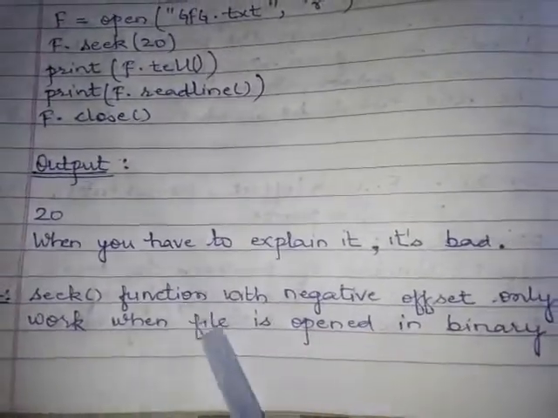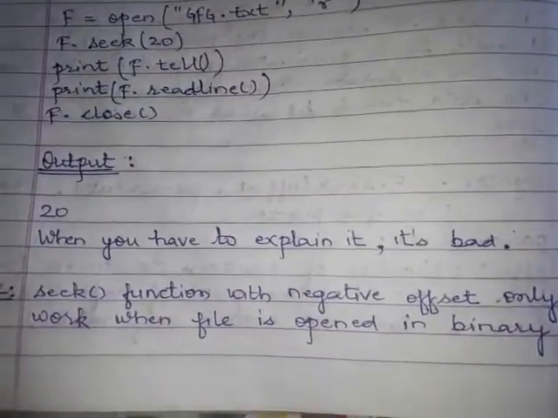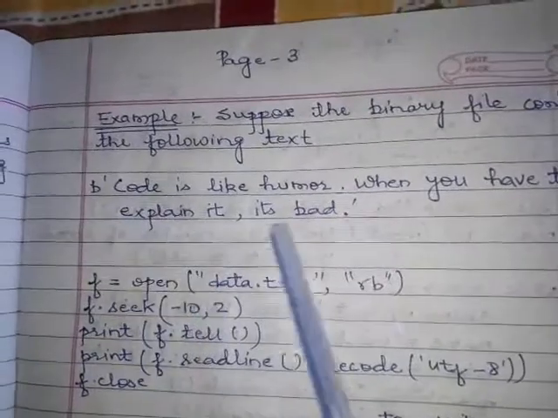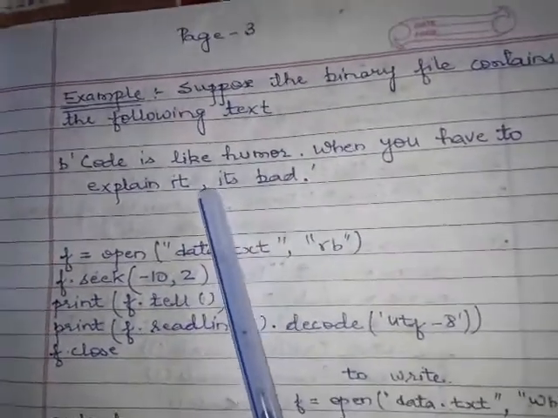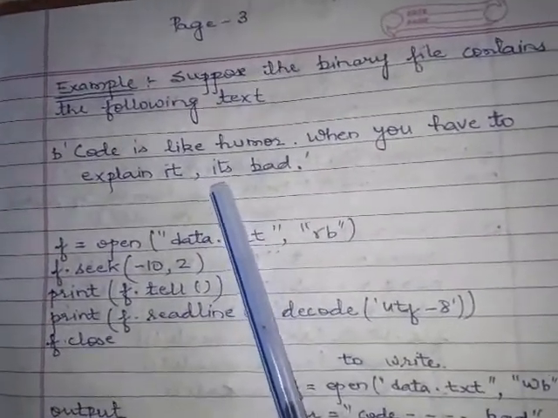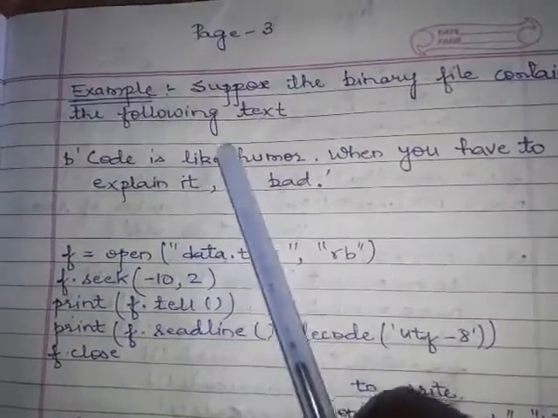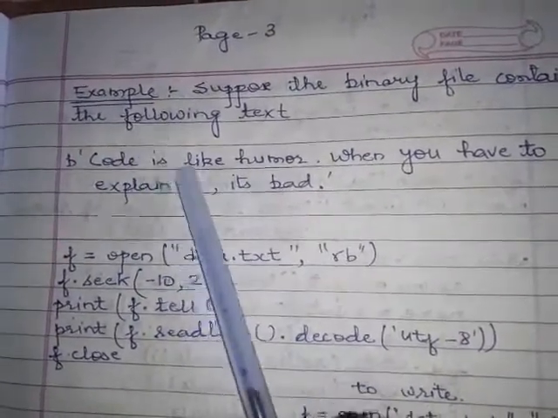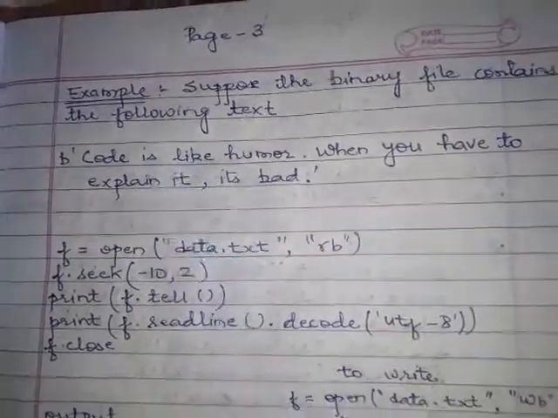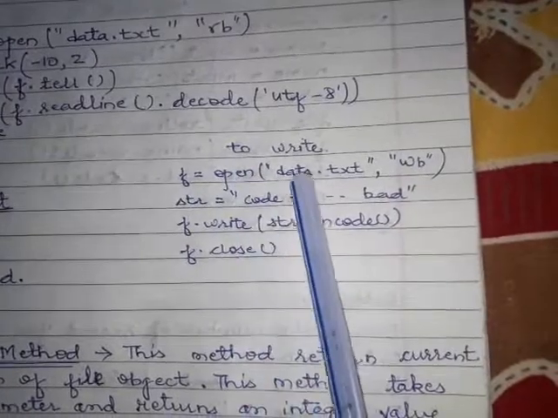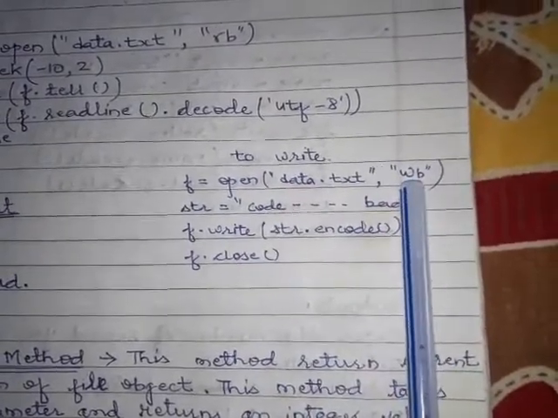Now on this note I will give you another example. Suppose the binary file contains the following text, the same text as the previous file. To write this text in the binary file, this is the technique: f equals open, path of the file, write in binary mode.